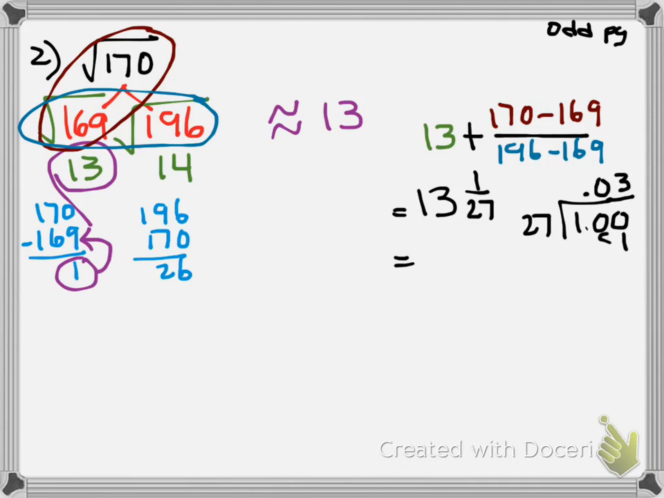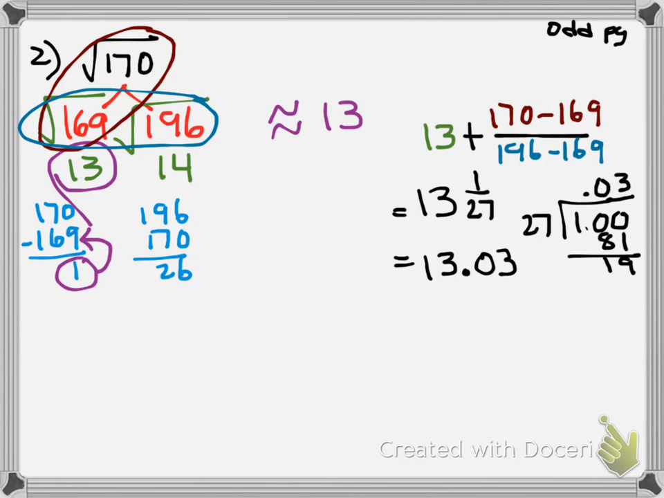So everybody's writing these down. And then there's a difference of 19. As long as that difference is smaller than my divisor, the 27, I'm good. So now my 13 and 1/27th becomes 13.03. And that's, again, as far as we go with the division.